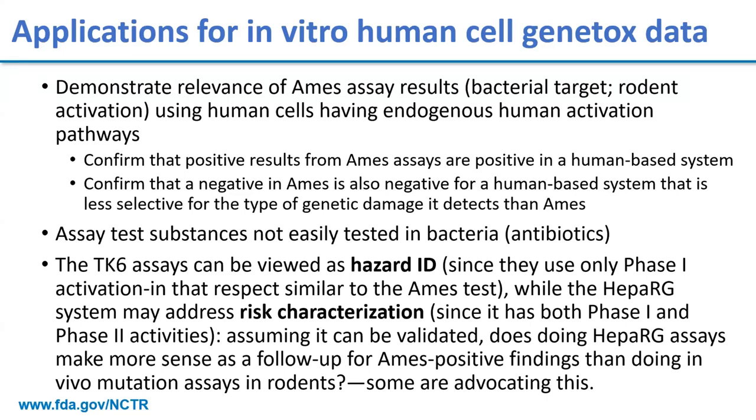The mouse lymphoma assay could also be used here, of course. And the TK6 system gives mechanistic data that may be useful to understanding the mutagenicity of the compounds. I'll show you some of that in a minute. Whereas, by combining phase 1 and phase 2 activities, the HepaRG system takes a step beyond hazard ID that may be useful for contextualizing human risks.